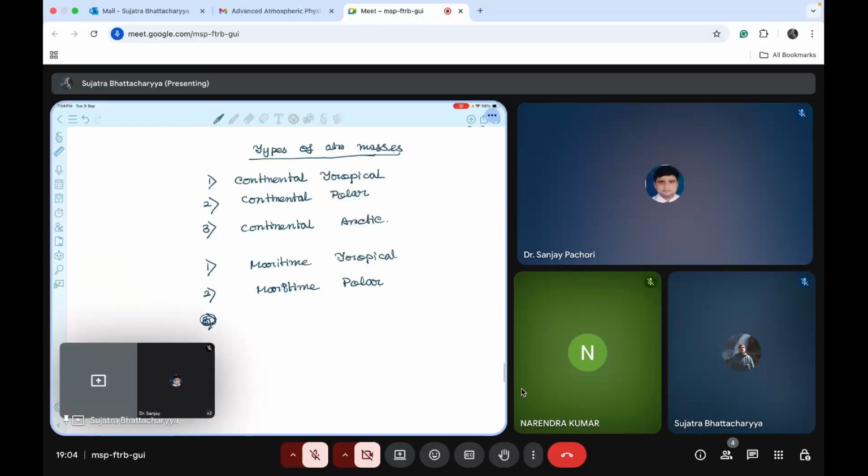Okay, so this is written as the first one is smaller. The continental C is small, tropical T is capital. Similarly, polar P is capital like this. Like maritime, you have a smaller m and capital T. This is a representation. These are representations.